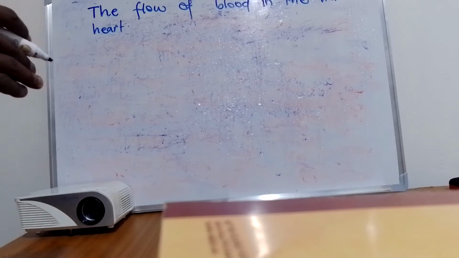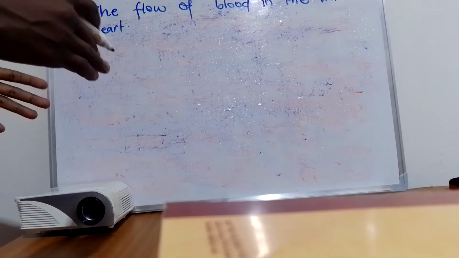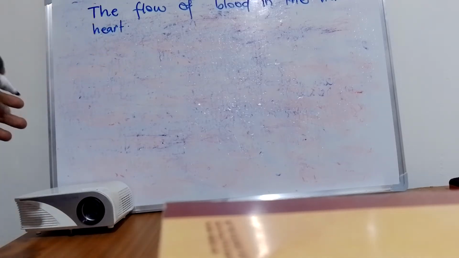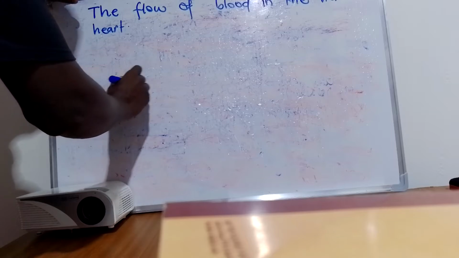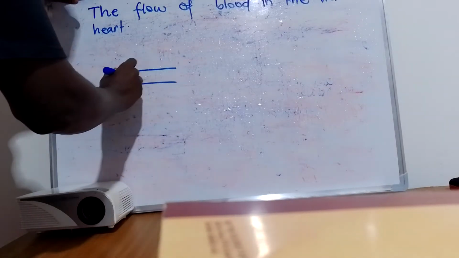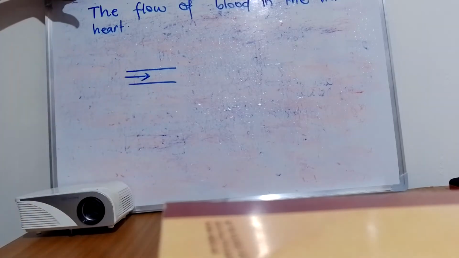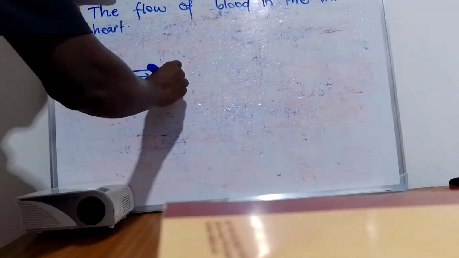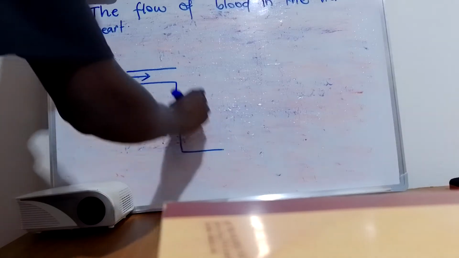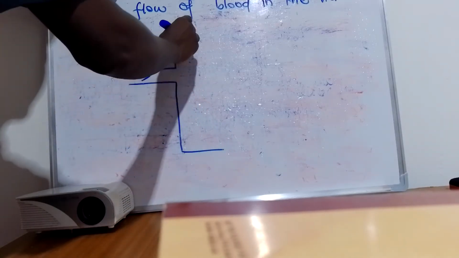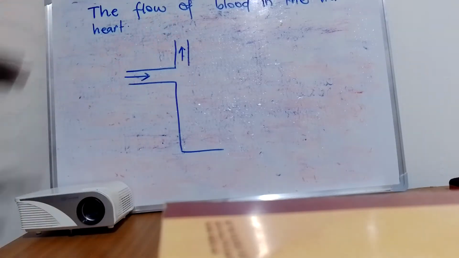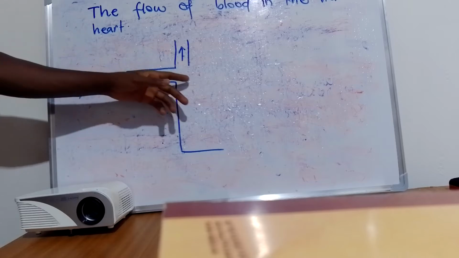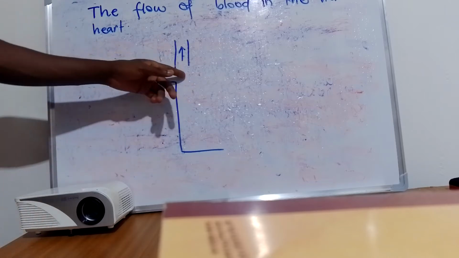I'm going to simplify the heart. This is purposely for students who find hard time mastering the heart. I'm going to simplify it in this way. I'm going to have this blood vessel that carries blood into the heart. I'm going to have this blood vessel that carries blood away from the heart. After blood has just entered the heart, it is carried away.